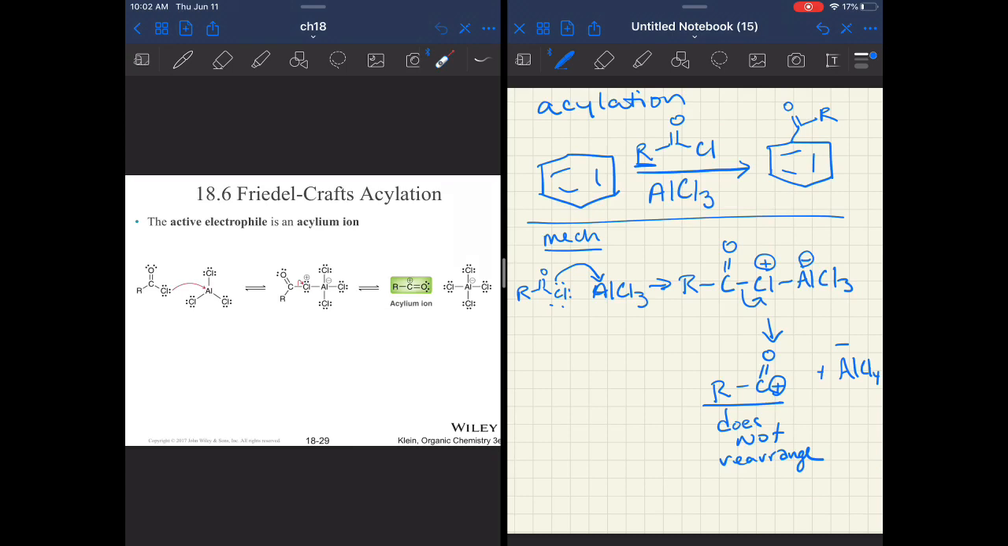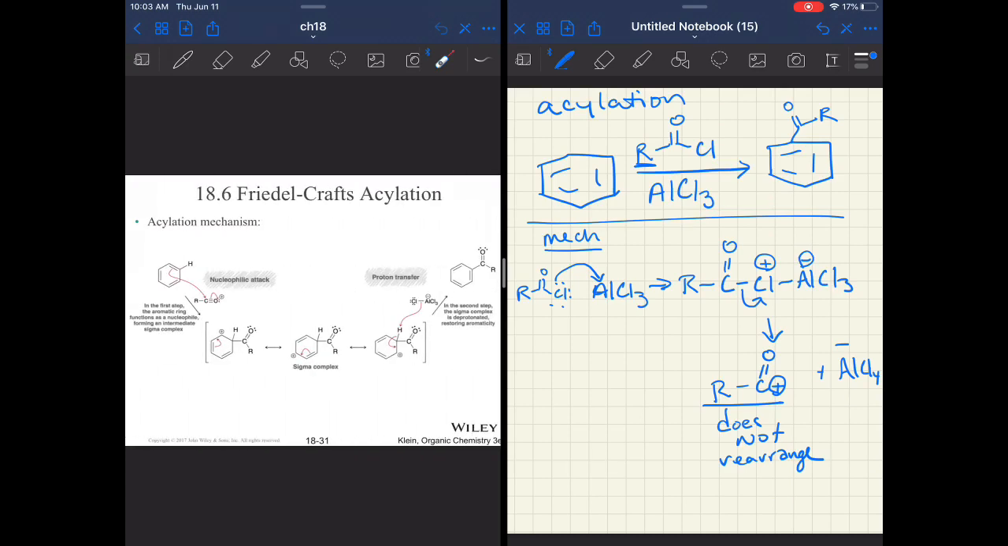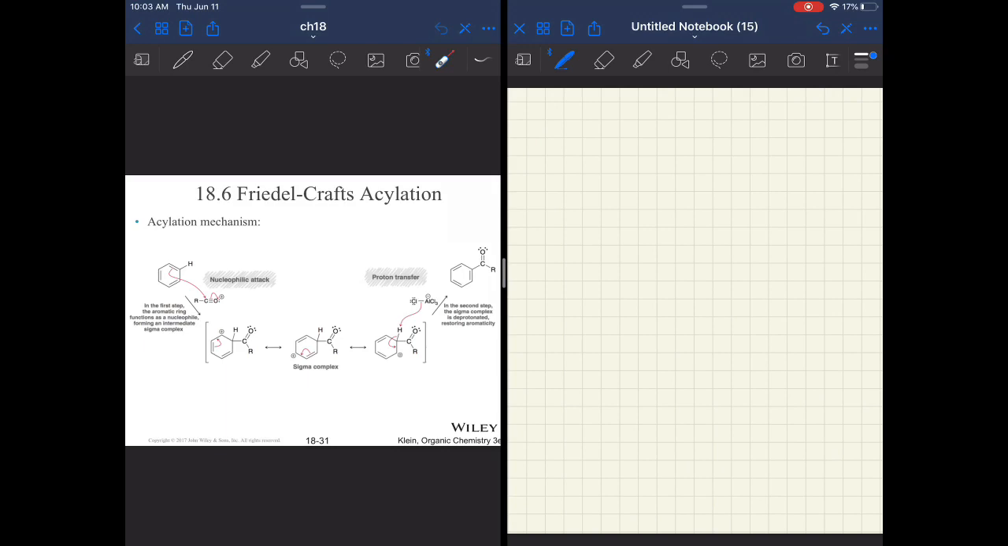Now, you might be thinking, but it's not just a plain R group. Of course, we're going to handle that in a few minutes. So let's finish this reaction. Our acylium ion is our strong electrophile with that plus charge on it. And so then we go into making our sigma complex. The reason why it does not rearrange is it's resonance stabilized, right? That oxygen is keeping that plus charge here. There's no reason to rearrange. It's already more stable.